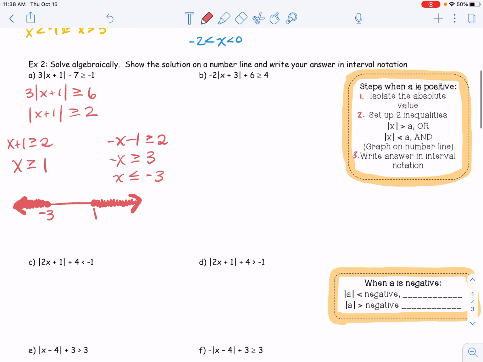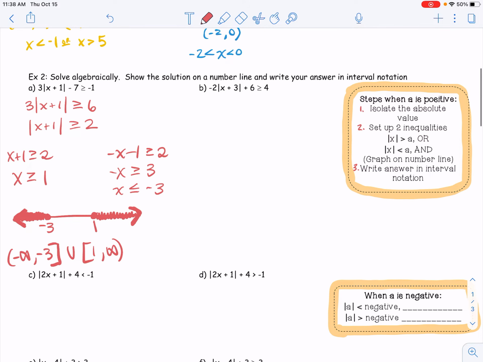So how do I write that in interval notation? Well, that means I want all the values from negative infinity up to negative 3 and including that value because it's a solid dot, and I want the 1 all the way to infinity. So whenever we have our absolute value isolated and it's greater than, less than, greater than or equal to, or less than or equal to a positive number, we are going to get two scenarios.